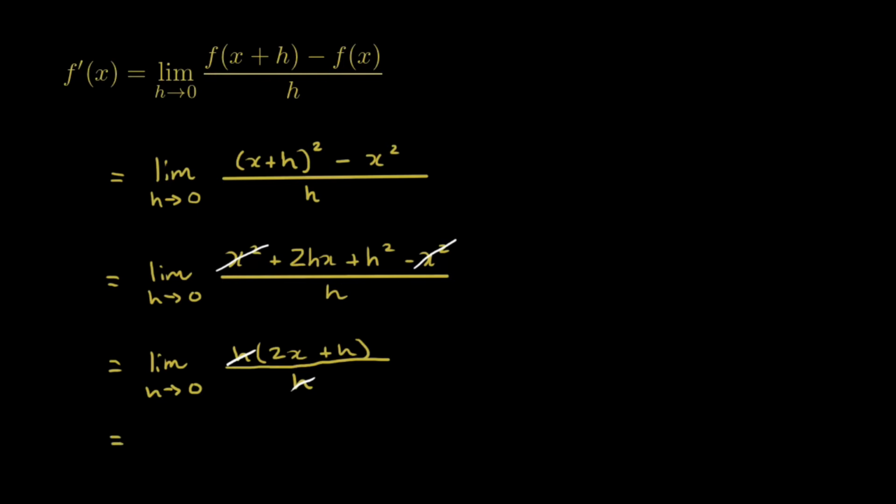As h approaches 0, it's going to be 2x plus 0, and then we realize there's not much point in writing that anymore. If you want to include that step, it's a good conceptual step, but of course if you know that h goes to 0, it's probably not too shocking that 2x plus h goes to 2x. So anything with an h in it disappears at that point, and there's our derivative.